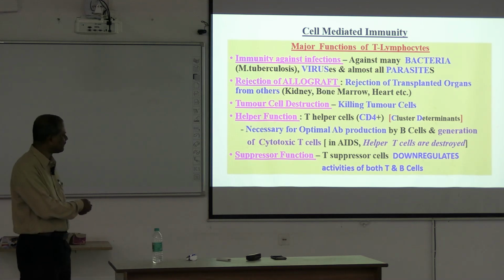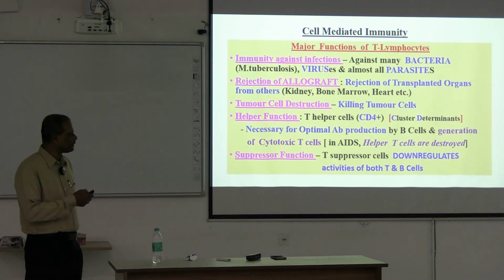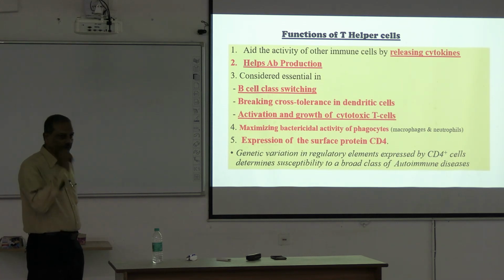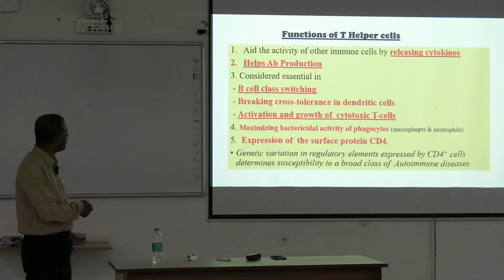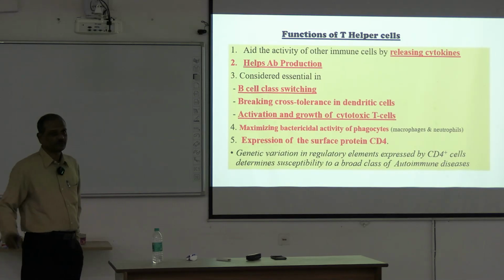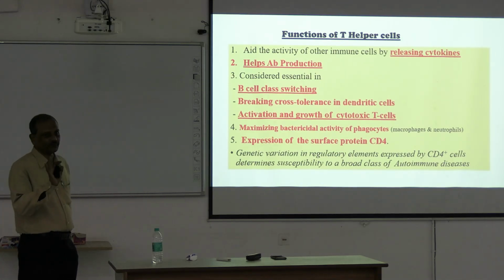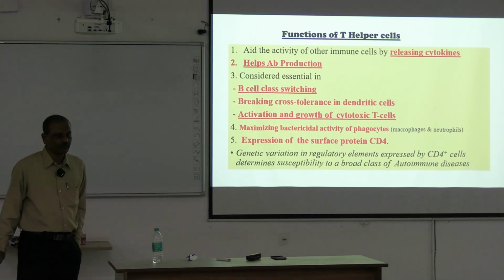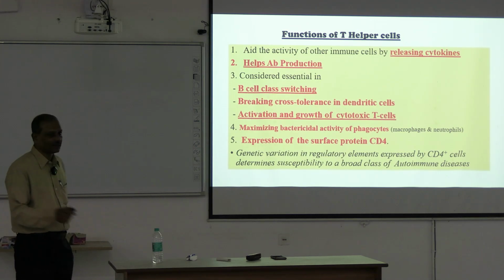One example of suppressor function is also caused by T cells. Now, T helper cells, I told you earlier, have only two more extra points. It releases cytokines, so it can come as a short note. Cytokines I will tell you in a short while. It helps in antibody production, I have told you. B cell class switching I told you in the primary immune response.